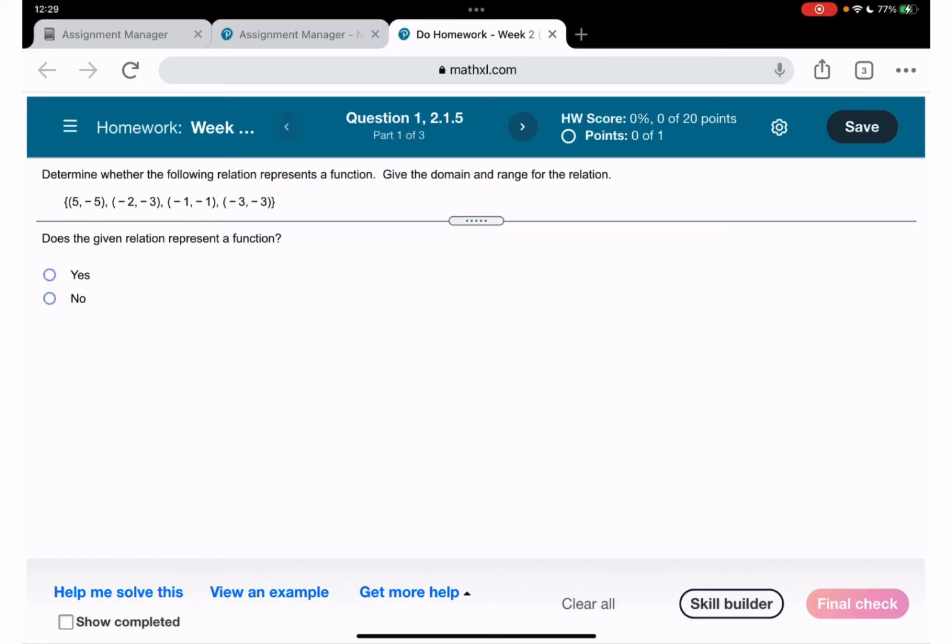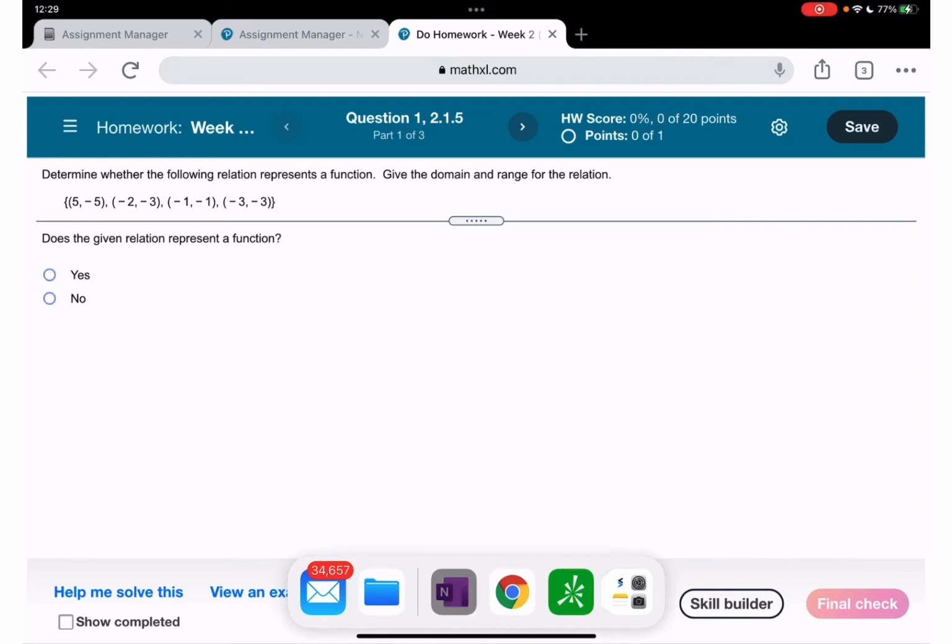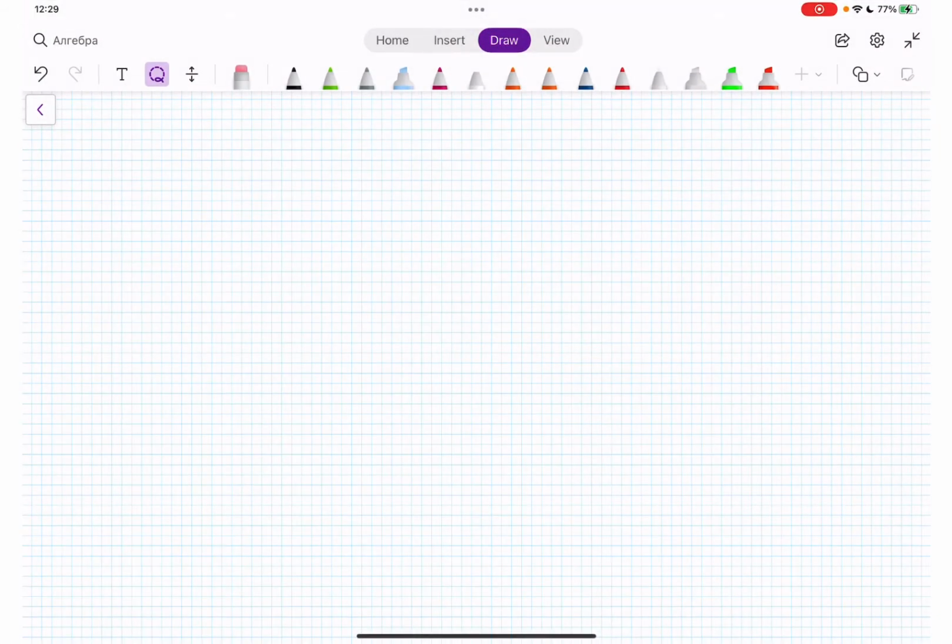Okay, doing homework for week 2. So question number 1. Determine whether the following relation represents a function. Give the domain and range for the relation. Okay, so first thing we need to identify, does the given relation represent a function? How we are going to figure out if it's function or not.